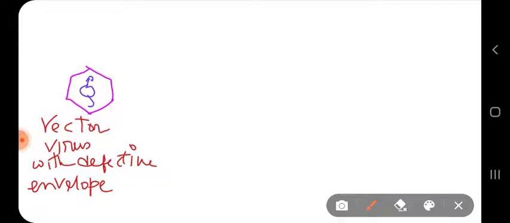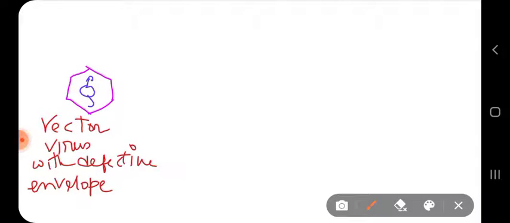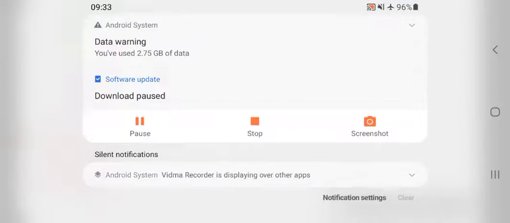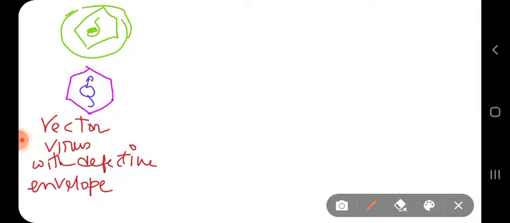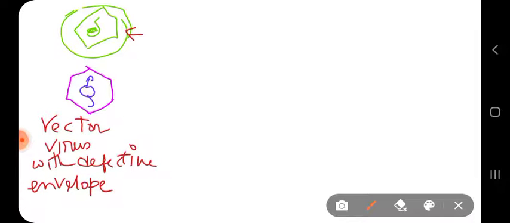So with the help of a helper virus, I am drawing this with a green one. With the help of vector virus particles, its genome is, suppose, green. And the round that I have drawn, sorry for that, is your envelope. Suppose you imagine the round as the envelope.